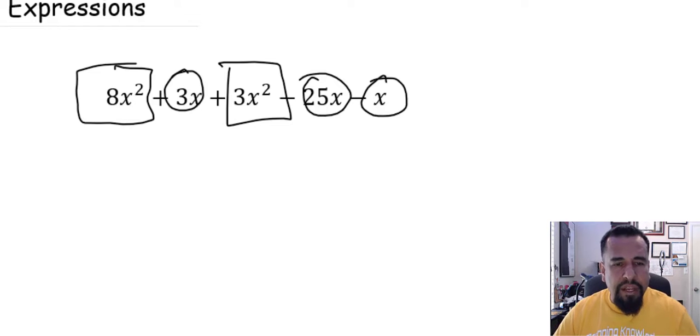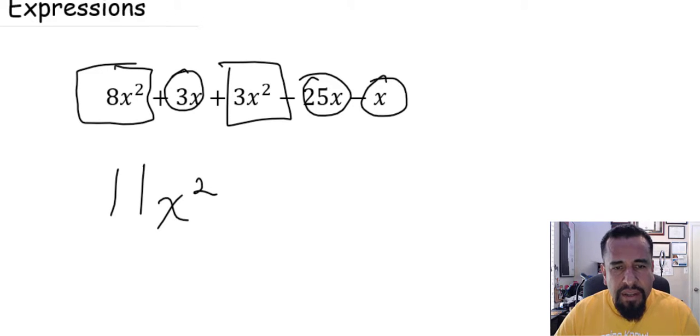Anyway, here we go. So notice I have 8x squared and 3x squared. Notice that I don't do anything with the exponents. They just stay the same. So I'm basically just adding 8 plus 3. That gives me 11x squared. And I'm done with those two. Don't have to look at them.